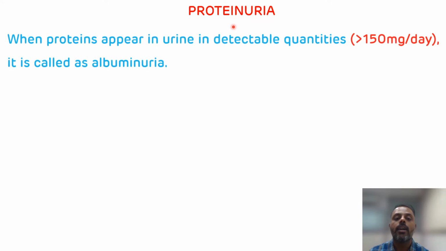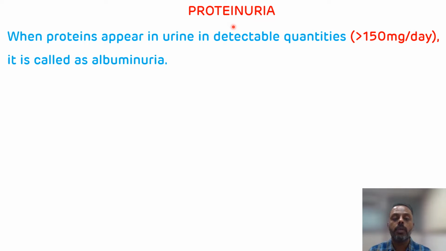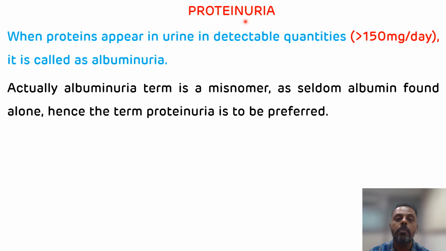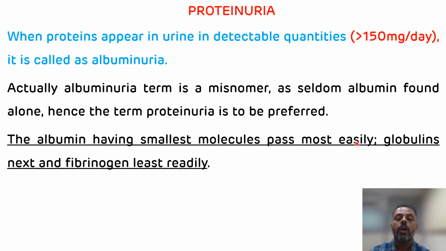First we will see the definition of proteinuria. When urine shows detectable quantities of protein, that is greater than 150 milligram per day, it is called albuminuria. And this albuminuria is a misnomer because albumin is seldom found alone. So nowadays the preferred term is proteinuria. The proteins which are found in urine in kidney conditions are commonly believed to be plasma proteins that pass through the damaged renal epithelium. Albumin, being the smallest molecule, passes very easily, globulins follow, and fibrinogen passes least readily. So that is the definition of proteinuria.